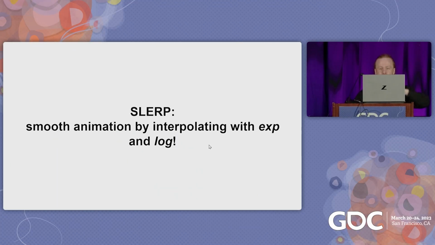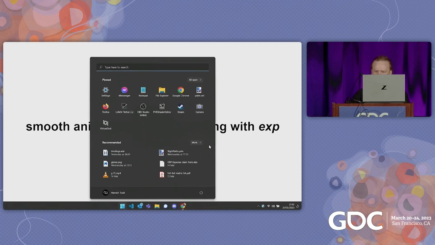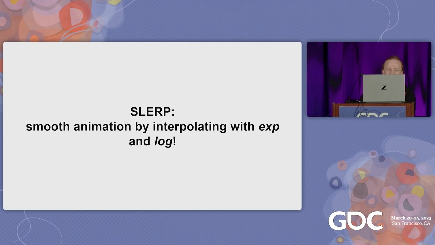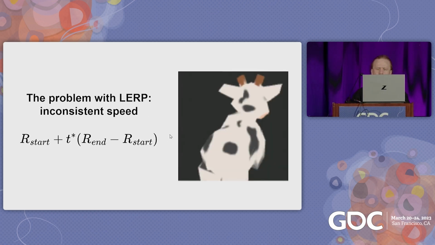Okay, last part of the talk. How much time do I have? Oh, quite a lot, wow. Slurp. Slurp is a way of doing smooth animation by interpolating using these things called exponential and logarithm, which get shortened to exp and log. I want to show you a problem with lerp.